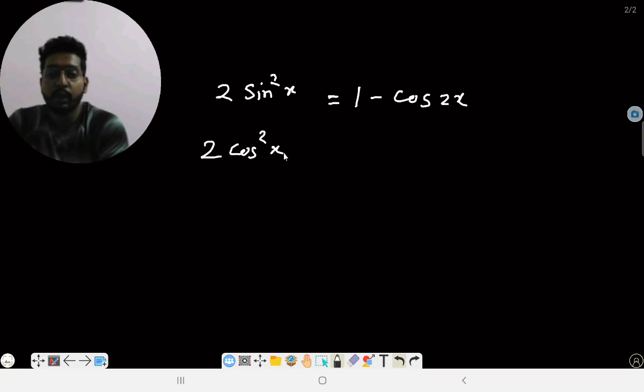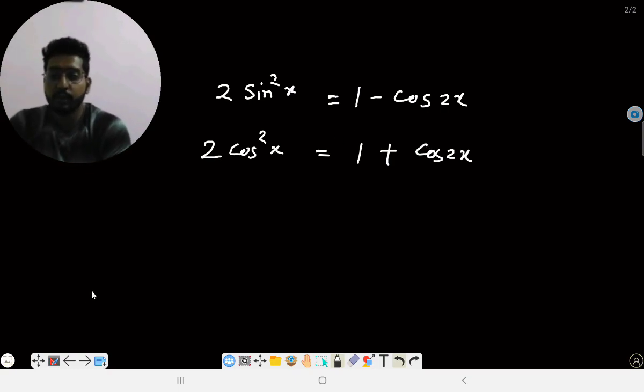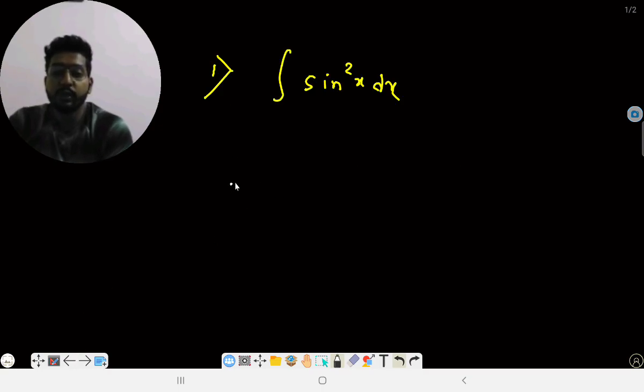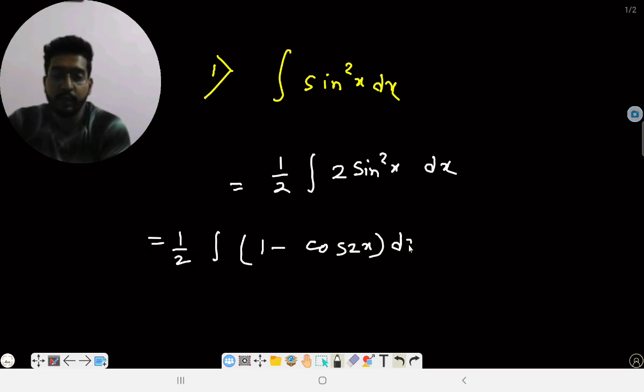Now what is the formula? That will be 1 plus cos 2x. So that means you have to remember these two formulas for solving this. This is a very important trigonometry formula. So here what is given? Sine square x. So first I am taking half here, so that will be half of 2 sine square x dx. Now what is 2 sine square x? We have just seen that 2 sine square x is 1 minus cos 2x dx, like this.